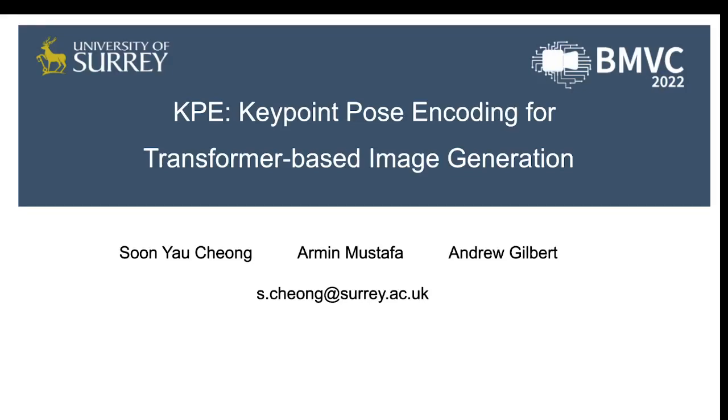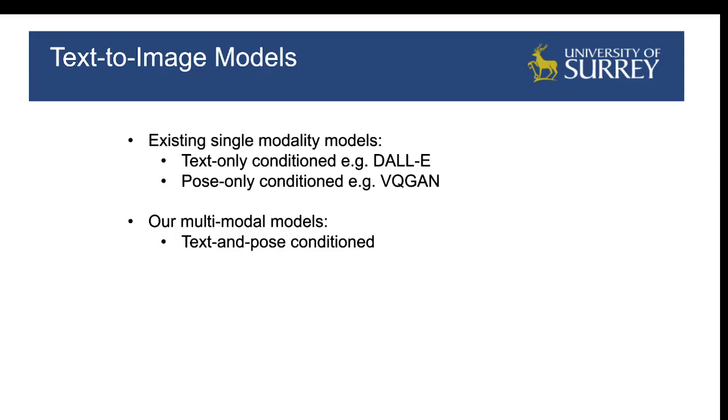So in this video, I will present our BMVC paper called KPE, Keypoint Pose Encoding for Transformer-Based Image Generation. Existing transformer-based text-to-image models, the most famous one being DALL-E, accept only one single type of modality input, which is the text. On the other hand, there are other transformer systems like VQGAN that are able to accept pose as a condition.